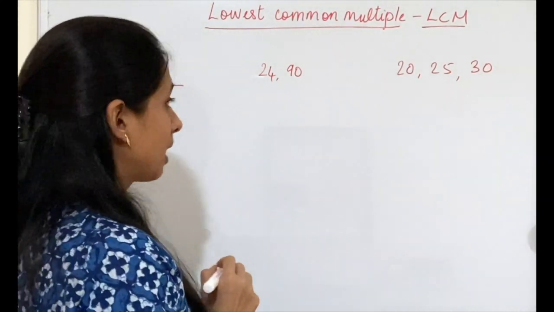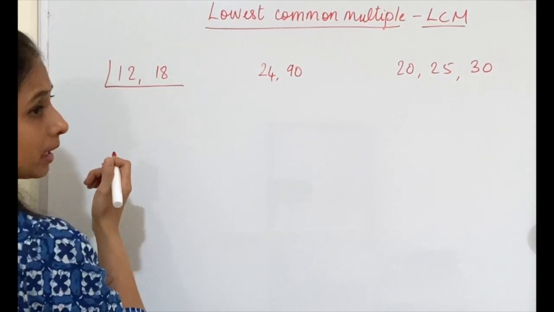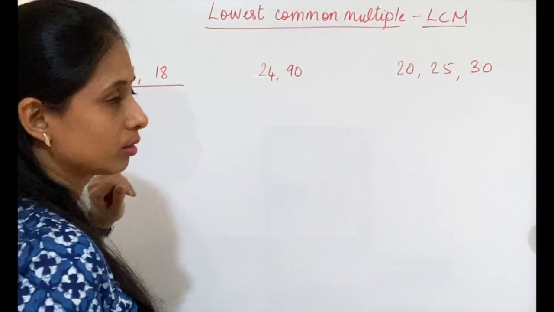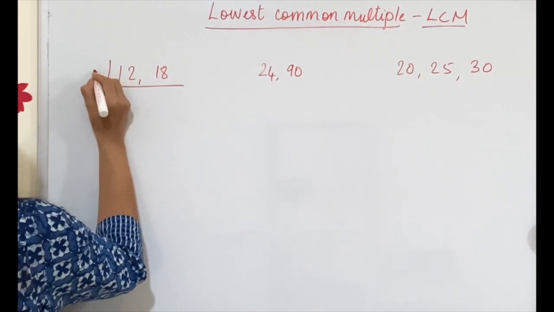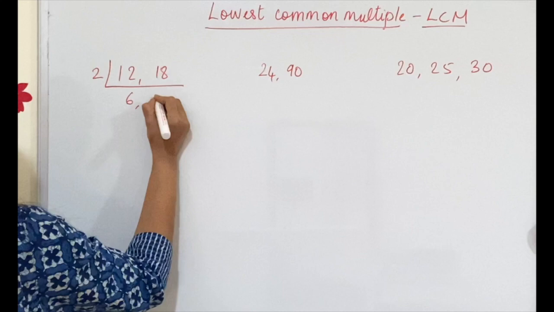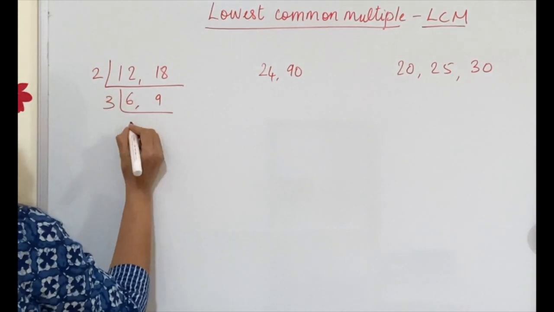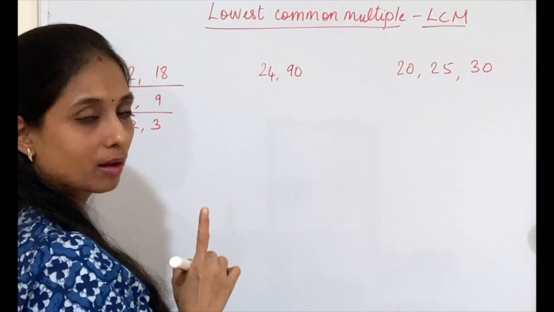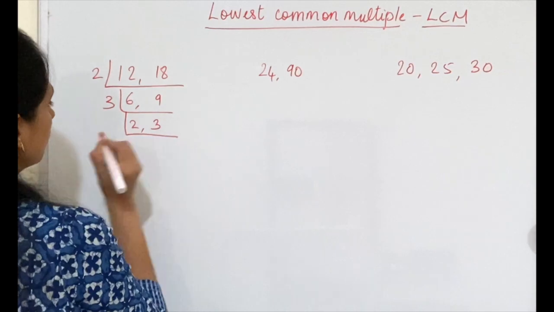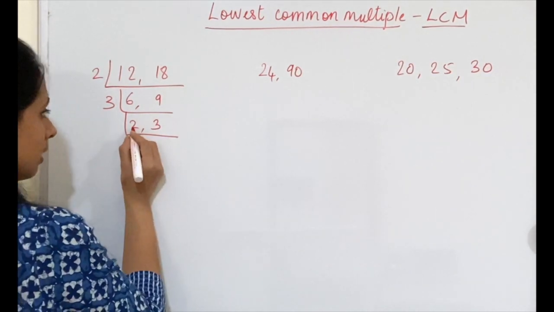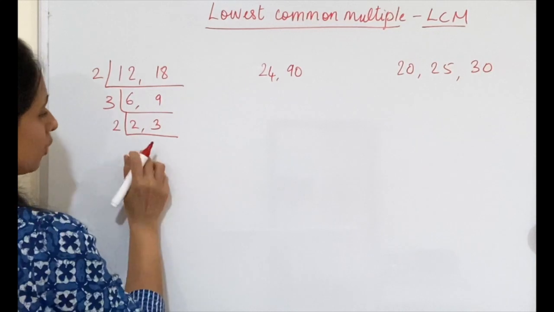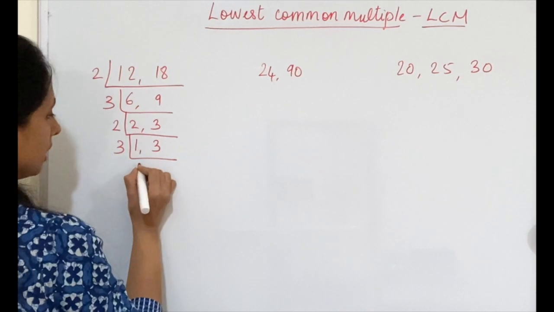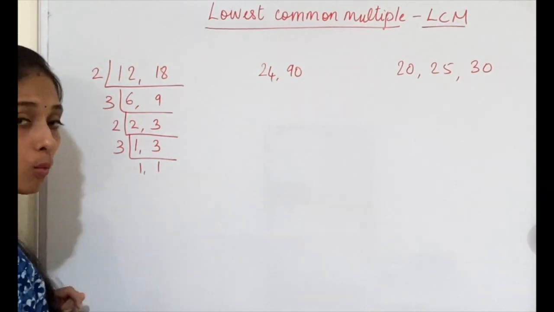So I've just taken 3 examples here. You're going to start dividing using a common factor. Your factor should be common for both, right? Now, okay, for HCF we stopped here, right? For LCM, you will continue even if you have only one common factor, until you get 1 and 1.